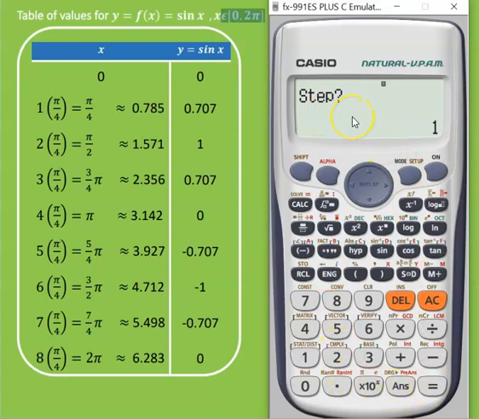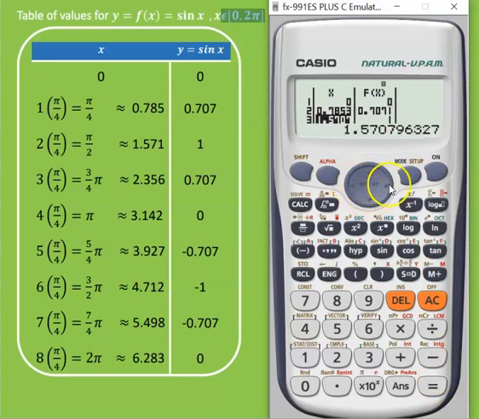Then step. The calculator is asking the user to write the step. These pi by 4, pi by 4, pi by 4, they are my steps. They are the interval, actually the width, different terminology is used for it. So pi by 4: shift, here is pi, then divide by 4, and equals. So here is the table.